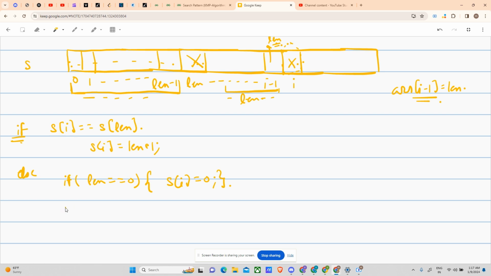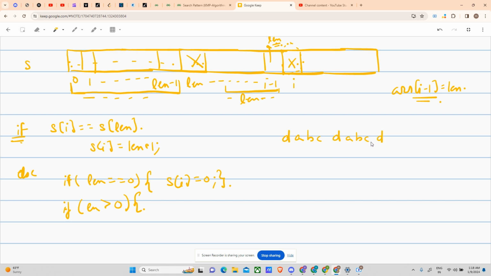But what if len is greater than 0? What in that case? You will say again, if these both are not matching, the answer should be 0. But no. Suppose, for example, my substring is D A B C, again D A B C, then D.